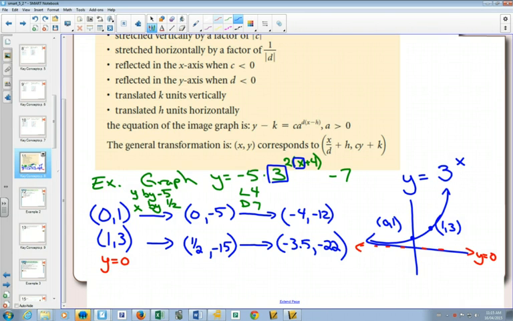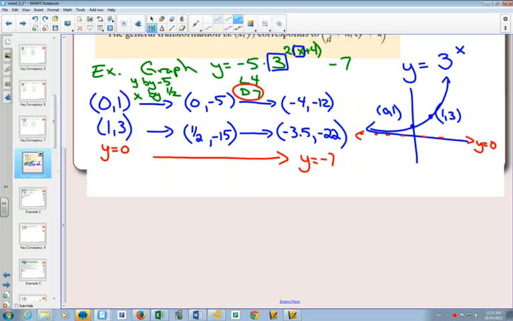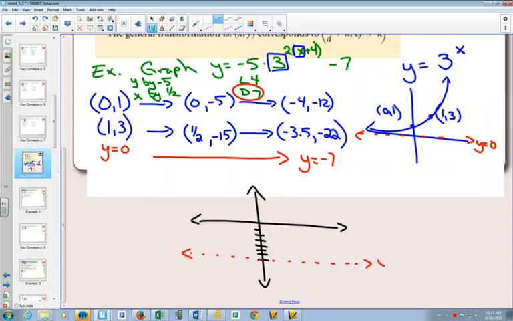And finally, we haven't done anything with the asymptote. The only thing that's going to affect the asymptote, multiplying anything by 0, the y value by 0, won't affect it. The only thing that's going to affect that asymptote is when you move it down 7. So what's our new asymptote going to be? -7. So now we have enough information at -7, we can draw our asymptote.